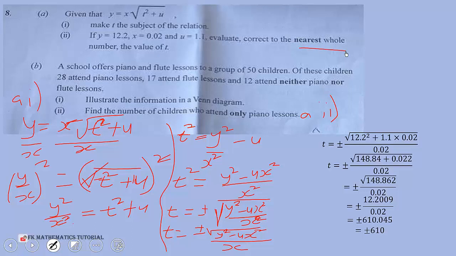Let's move straight to the B part. A school offers piano and flute lessons to a group of 50 children. Of these children, 28 attend piano lessons, 17 attend flute lessons, and 12 attend neither piano nor flute lessons. Illustrate the information in a Venn diagram. Find the number of children who attend only piano lessons.